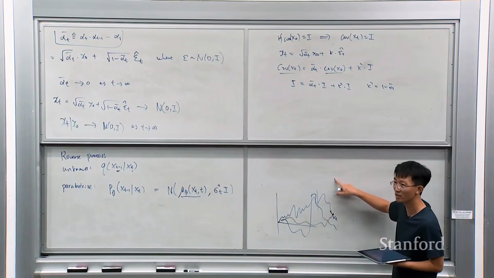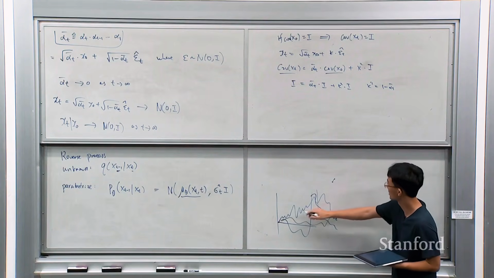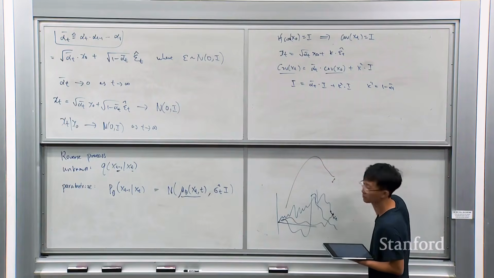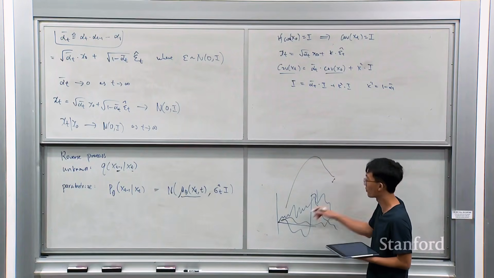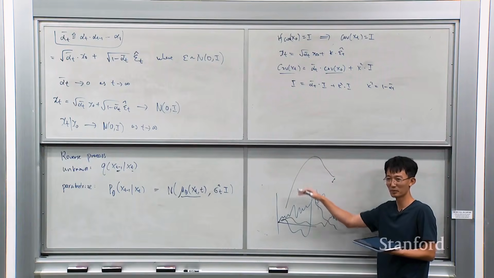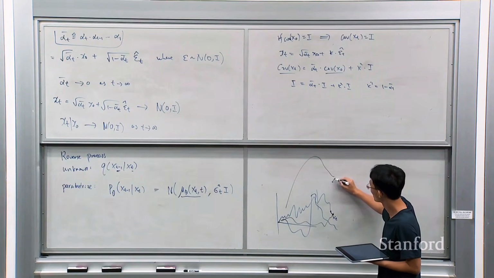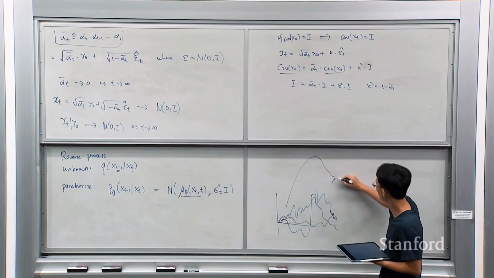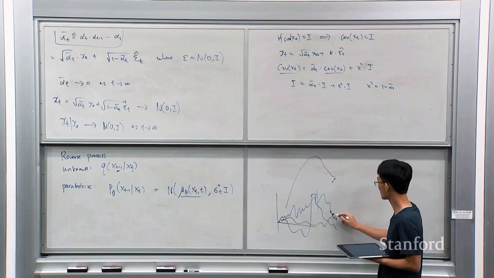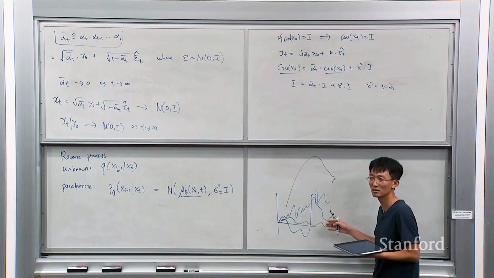Because if you're here, most likely your x_{t minus 1} is lower because it's less likely to arrive here this way. It's more likely you arrive at this high point through below as opposed to through above. So that's why the mean of your previous point will likely drift downward if your x_t is really high. But if your x_t is low or in the middle, then it should be symmetric in some sense.